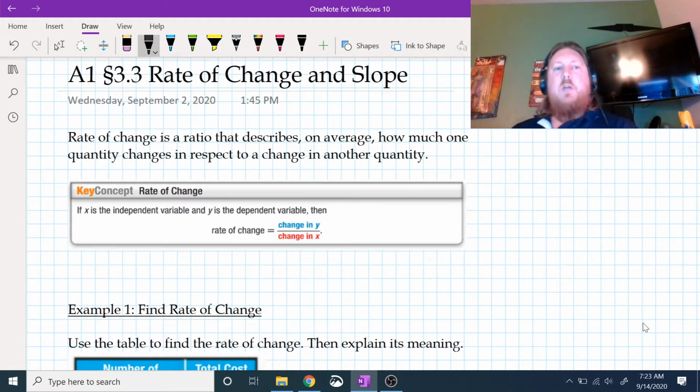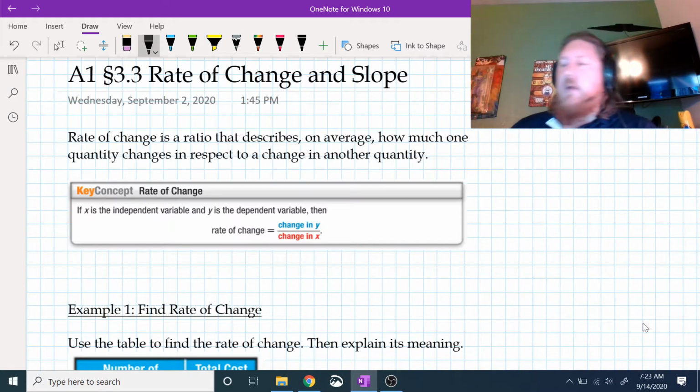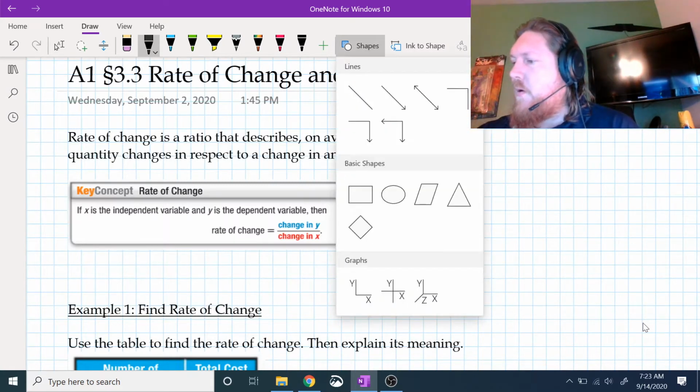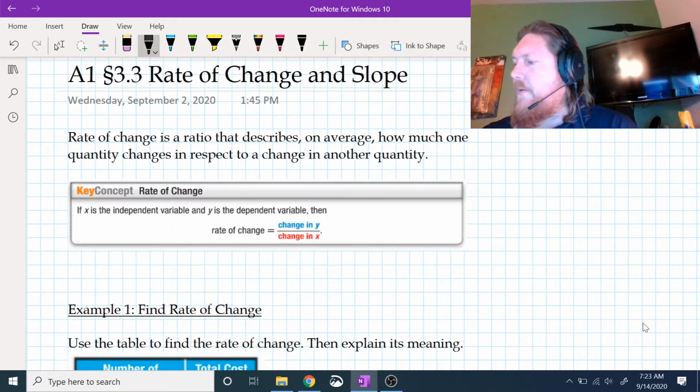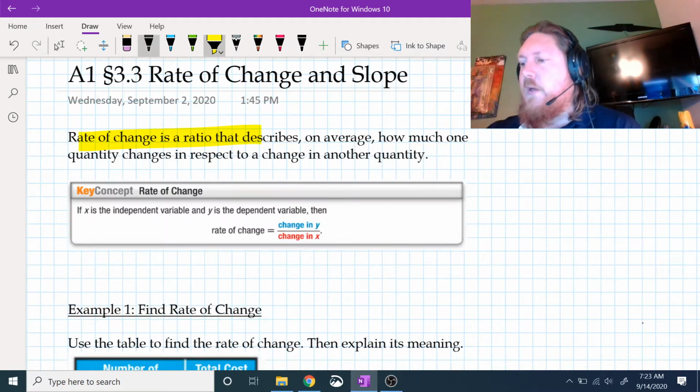Algebra 1, Chapter 3, Section 3, Rate and Change of Slope. So, with our idea here, rate of change is a ratio that describes, on average, how much one quantity is changing to another.